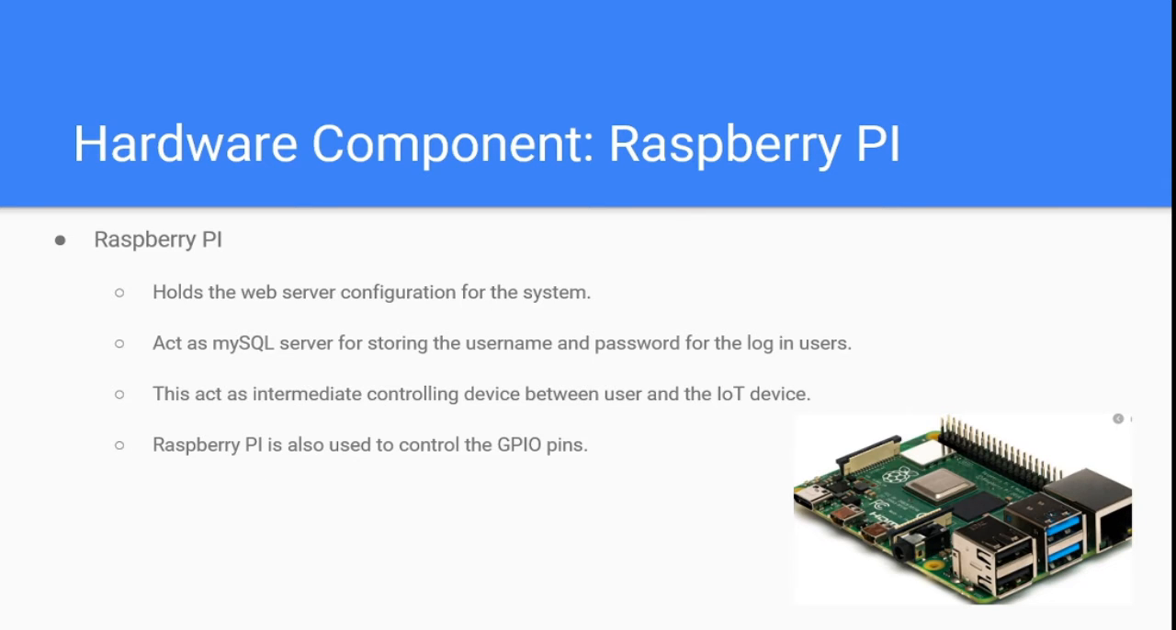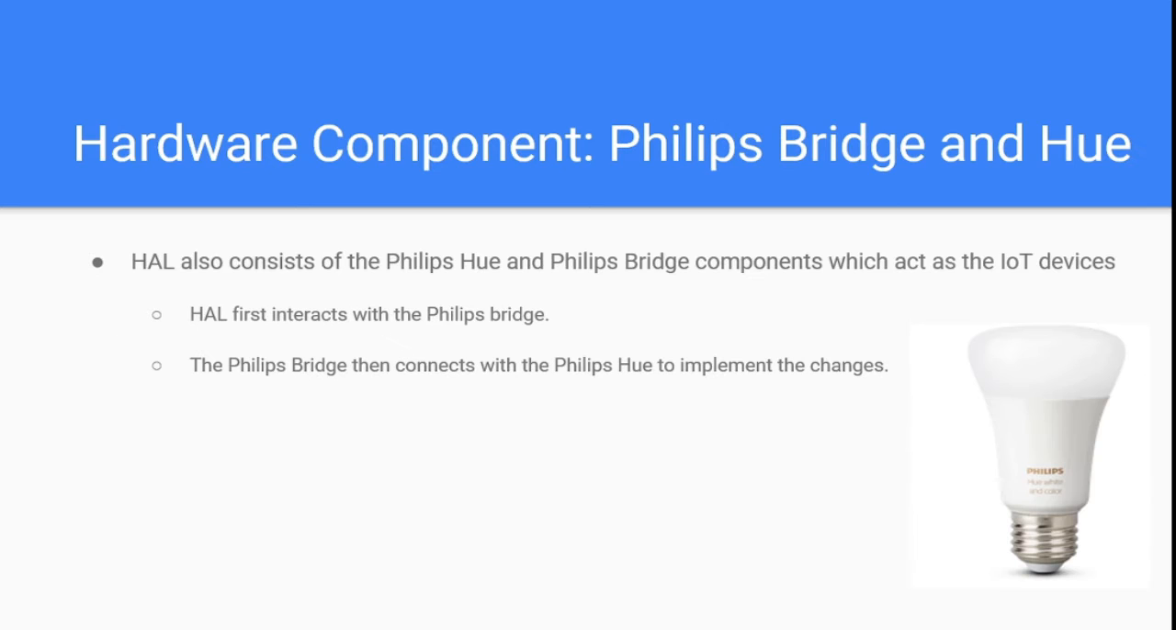Another hardware component is the Raspberry Pi. This Raspberry Pi is used to hold the web server configuration of the system. It acts as a MySQL server for storing the usernames and passwords for the login users. This acts as an intermediate controlling device which controls the IoT devices further. The Raspberry Pi also provides GPIO pins which can be further expanded based on future needs.